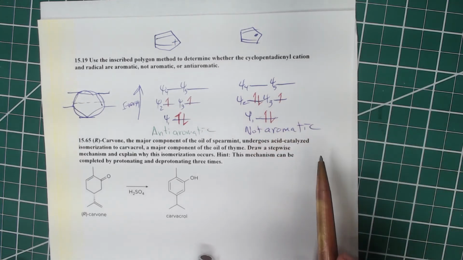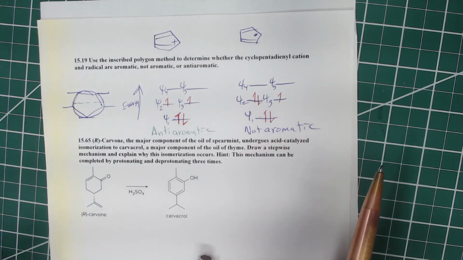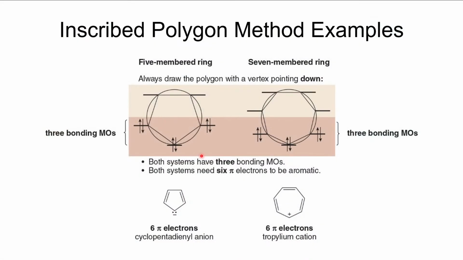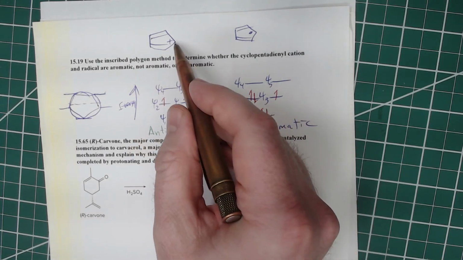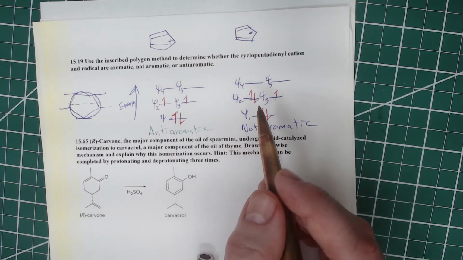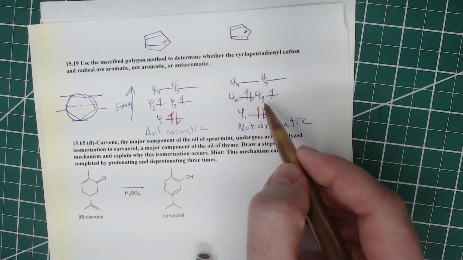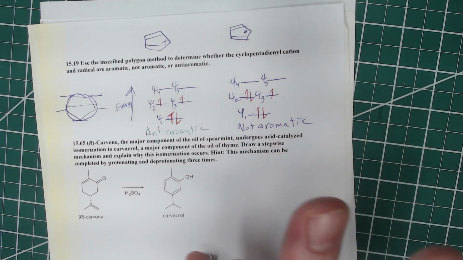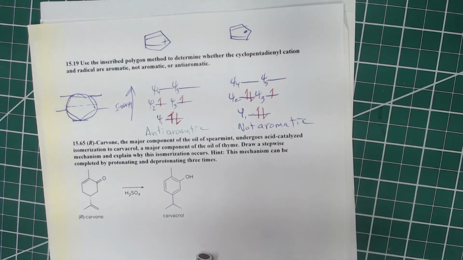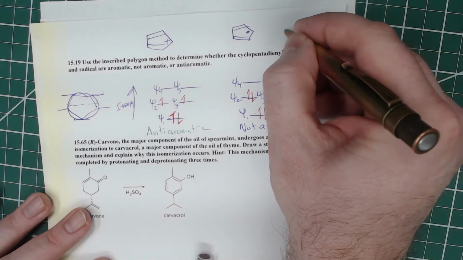All right, so aromatic for the cyclopentadienyl anion. This one's aromatic. It's anti-aromatic for the cation, which is this one here. And it is not aromatic for this one because it has an odd number and it does leave us with one unpaired electron. Again, you can do this with any cyclic system.